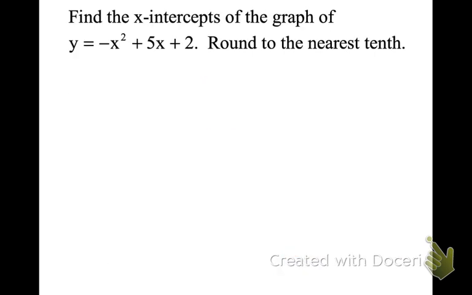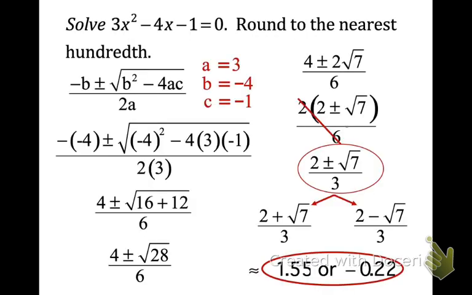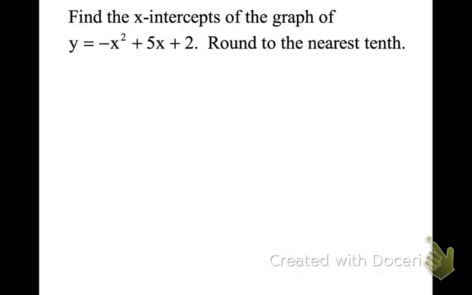All right, so find the x-intercepts. And by the way, when we solve this quadratic formula, what you're finding are the x-intercepts, right? That's where it's crossing, at 1.55 and at negative 22 hundredths. All right, so let's pause the recording and try it again.